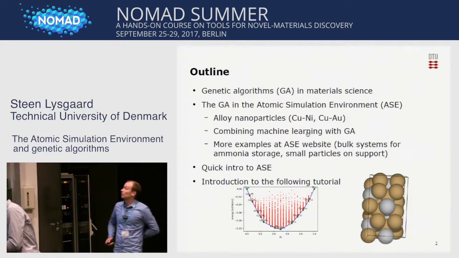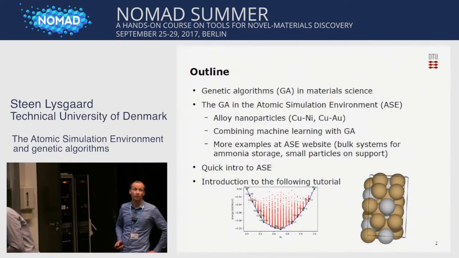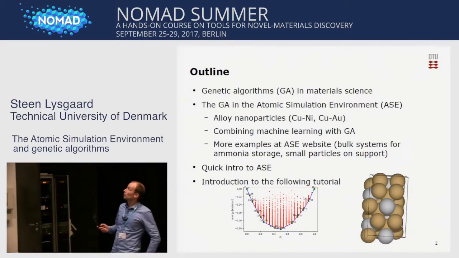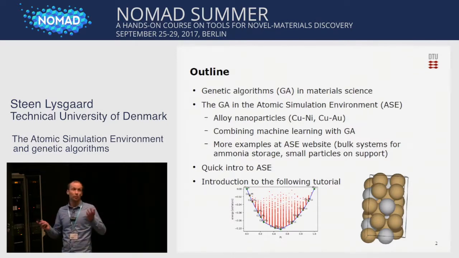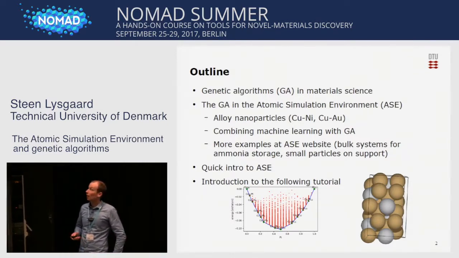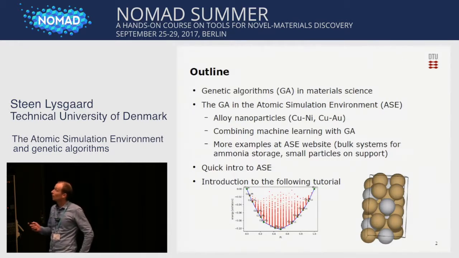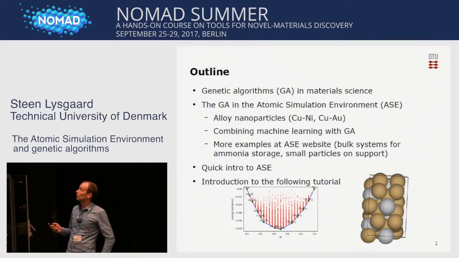So this is just the outline of what I'm going to talk about before we go down to the computer labs and have the tutorial about the genetic algorithm. I'll introduce genetic algorithms and some uses they have, how they have been used in material science. I'll show some examples that we've been doing, mostly with these alloy nanoparticles. And also how lately we have begun to combine machine learning with the genetic algorithm.